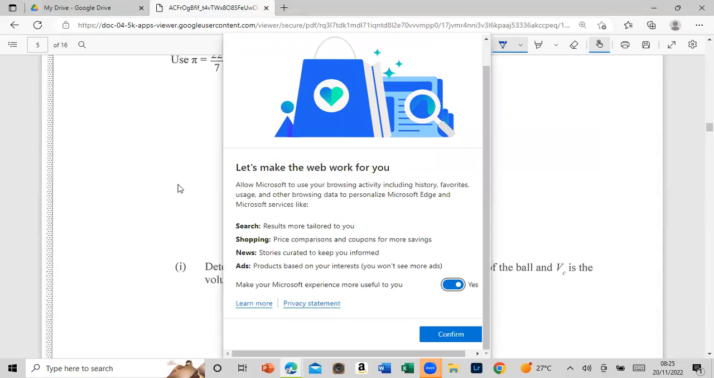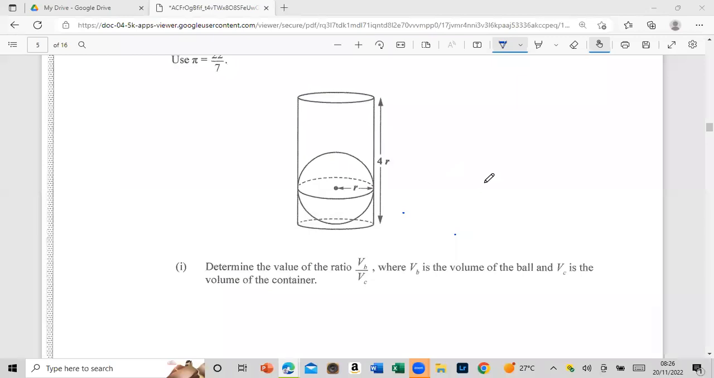What the hell is this? All right, guys, my apologies for that. My apologies, I don't know what they're saying.